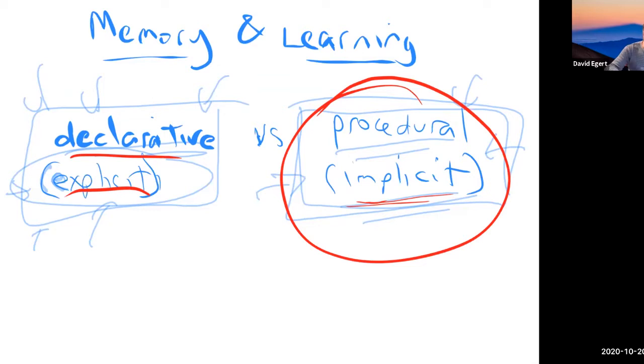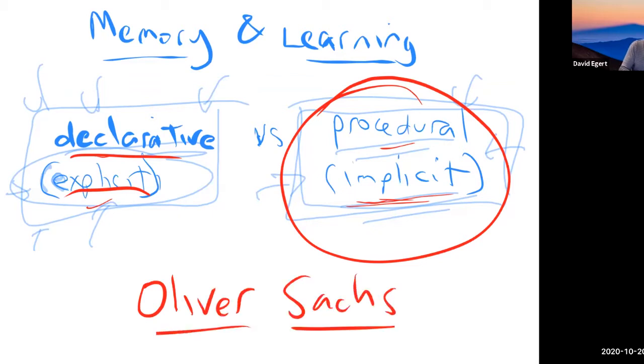So that's this idea of declarative or explicit versus procedural or implicit learning. One of the clearest examples of how these are different comes from Oliver Sacks's books. If people haven't read them, he was a neurologist. He died a few years ago. He's an amazing author, and almost anything he's written is amazing.